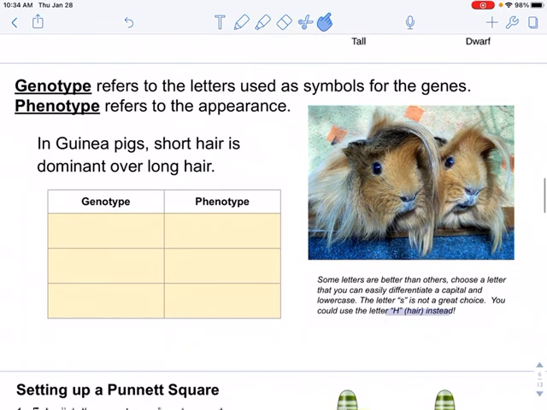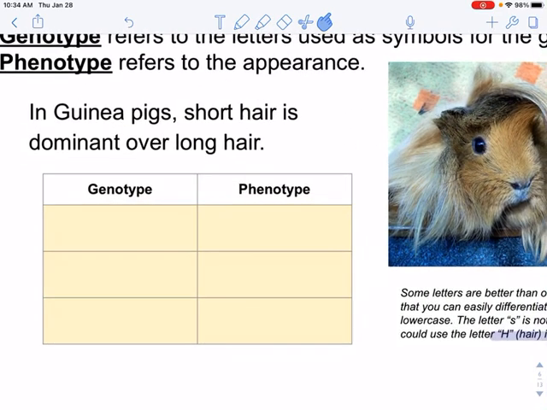So if we look at a sample organism like guinea pigs, their hair length is a genetic trait where short hair is dominant to long hair. So if we use an H for the trait, if we had two dominant alleles, then the guinea pigs would display the dominant phenotype, which is to have short hair.